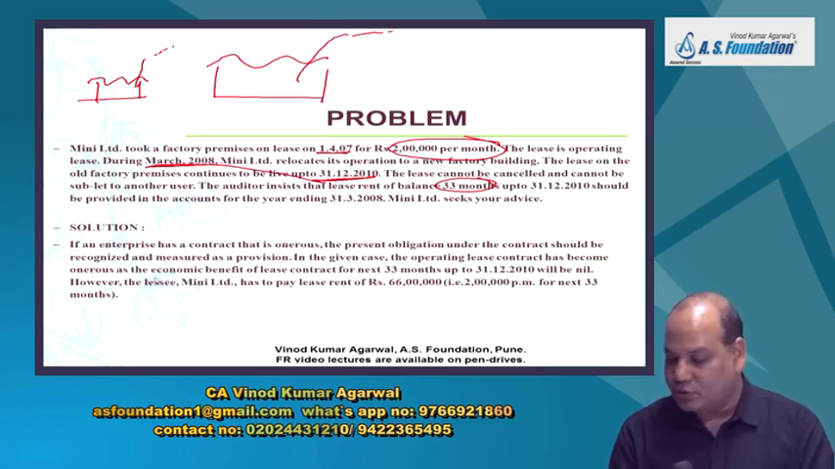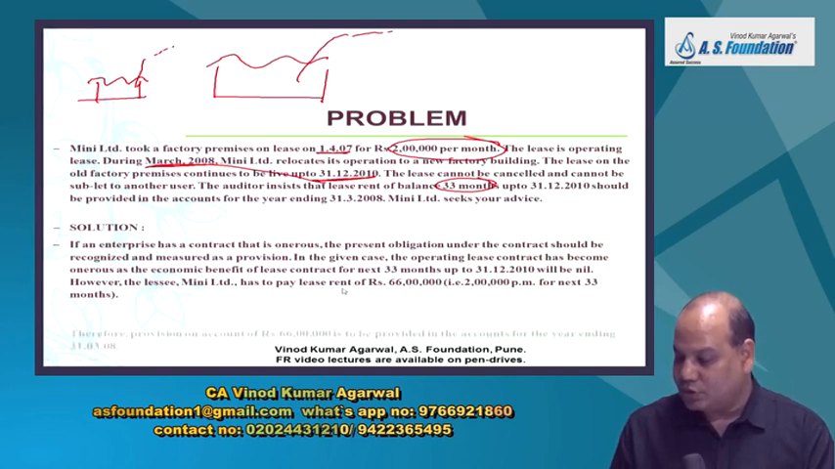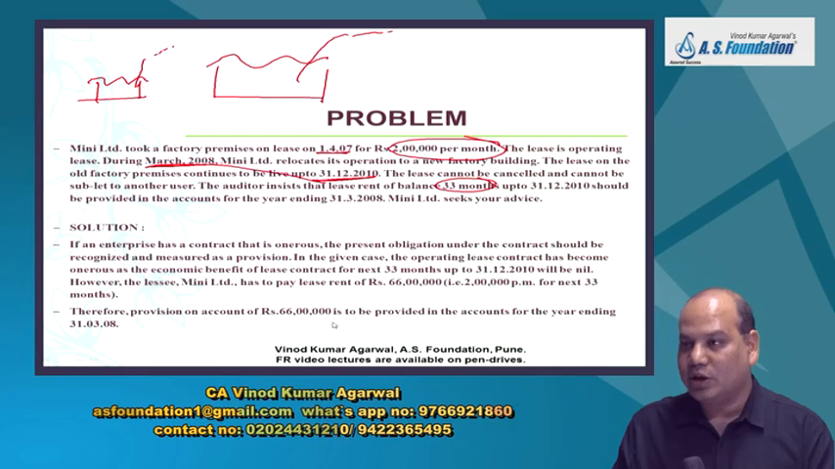In the exam, first you write the provision, in case if it is a 4-mark question. Then write why it has become onerous. Economic benefit is nil, but the cost to fulfill the obligation is 66 lakh. Hence the company will have to make a provision of 66 lakh for the year ended 31st March 2008.